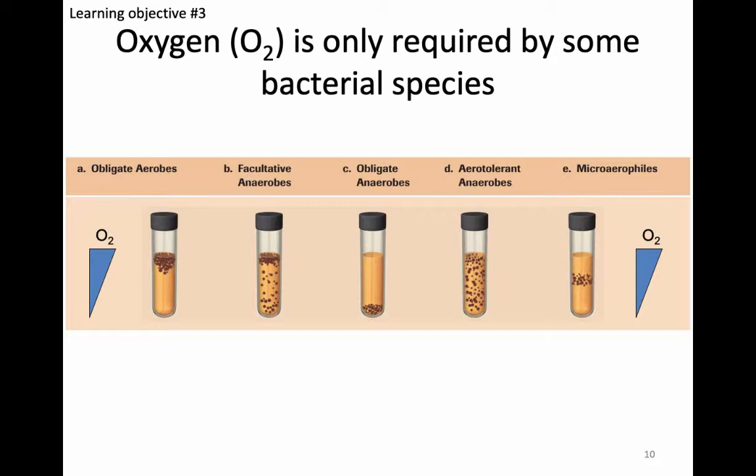Category C are microbes that are obligate anaerobes, so these grow solely in the bottom anaerobic portion of the agar-deep tube. Category D are aerotolerant anaerobes, which grow evenly throughout the tube in the aerobic and anaerobic portions equally. And category E are microaerophiles. So these are microorganisms that require oxygen, but they require oxygen at a lower concentration than what is present in the atmosphere.